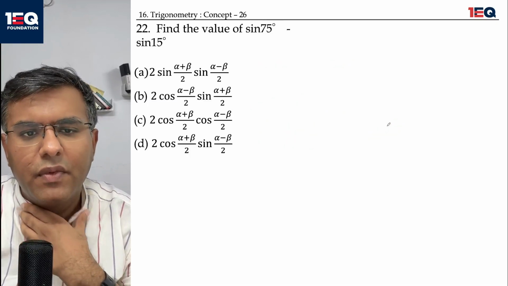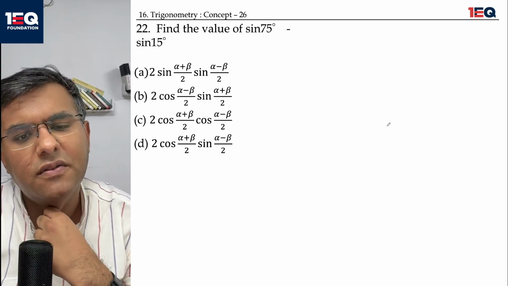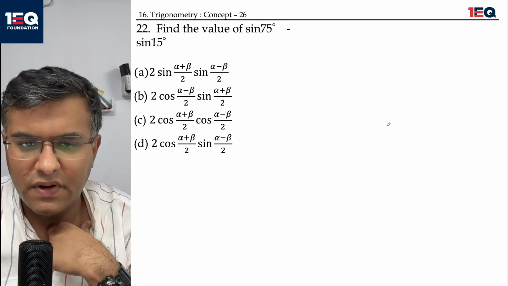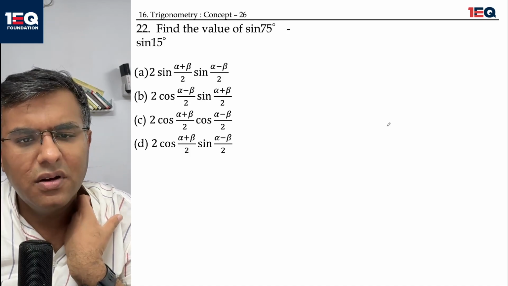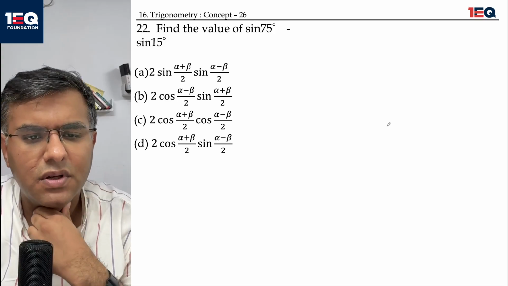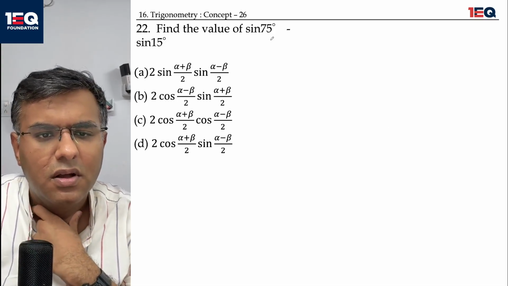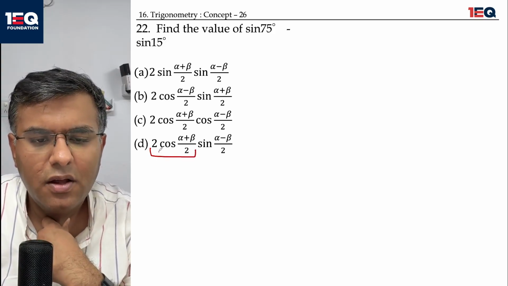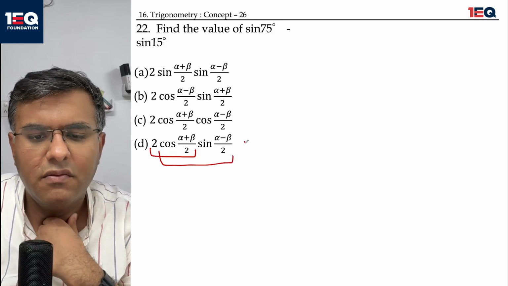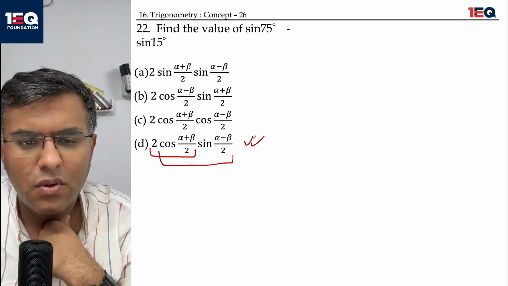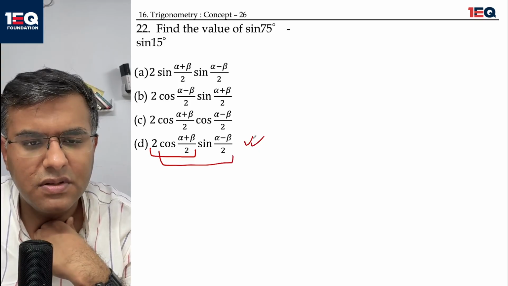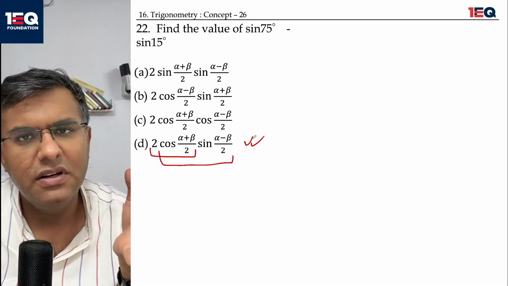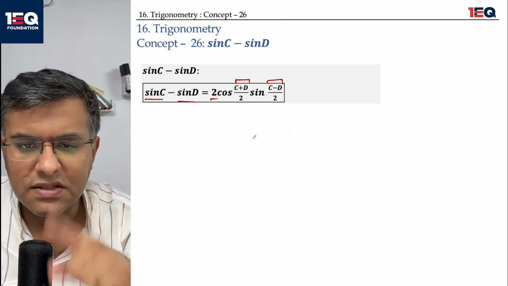Moving forward, find the value of sine 75 minus sine 15. So here, what formula would be used? We have a minus here, so this formula would come into play because this is the same formula which we just used. The cos would come first with a plus sign, and the sine would come second with a minus sign, right? Yes, we are right from here.